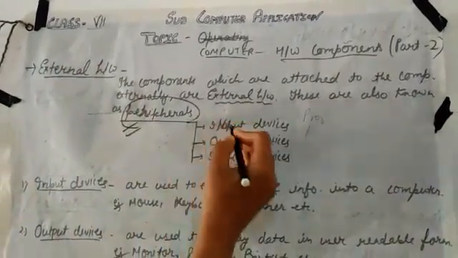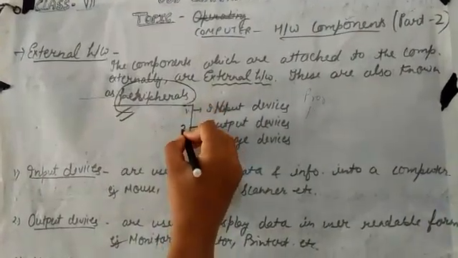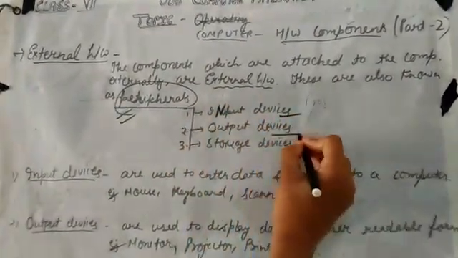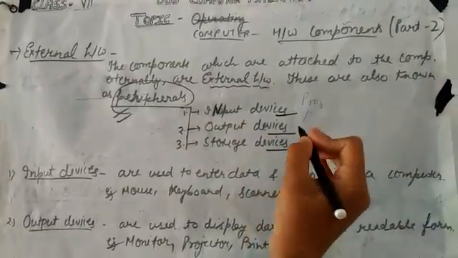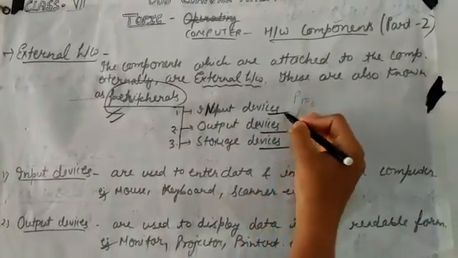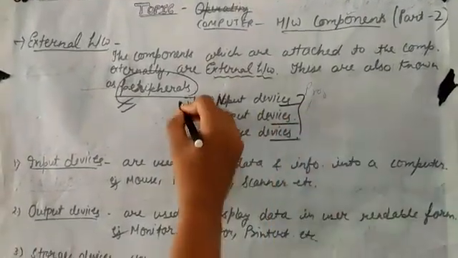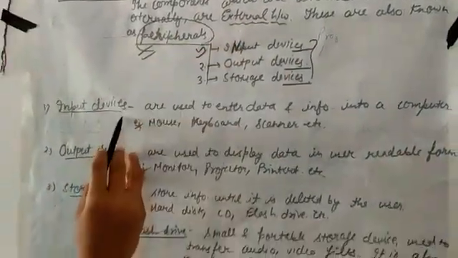Now these peripheral devices can be categorized into three parts: 1, 2 and 3. Number 1 is input devices, number 2 is output devices, and number 3 is storage devices. So we will talk about input, output and storage devices now. These all are peripherals. Number 1 is input devices.